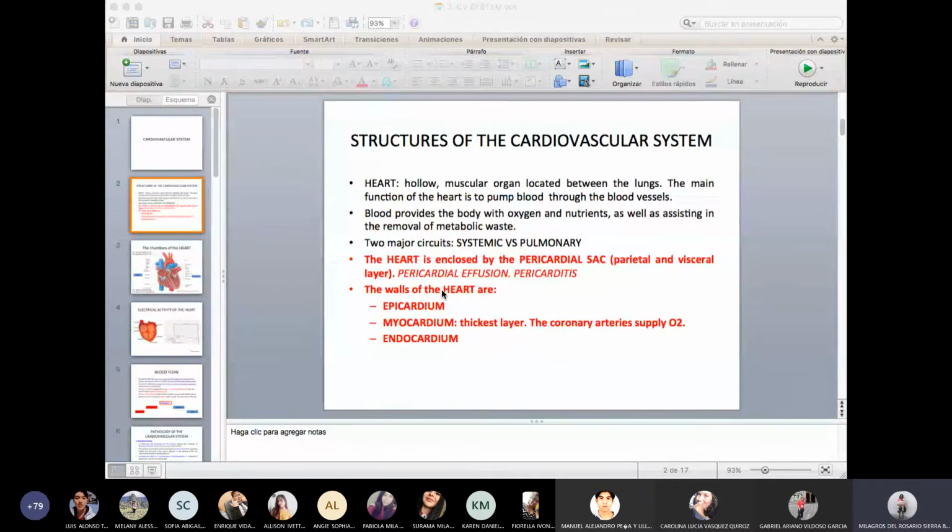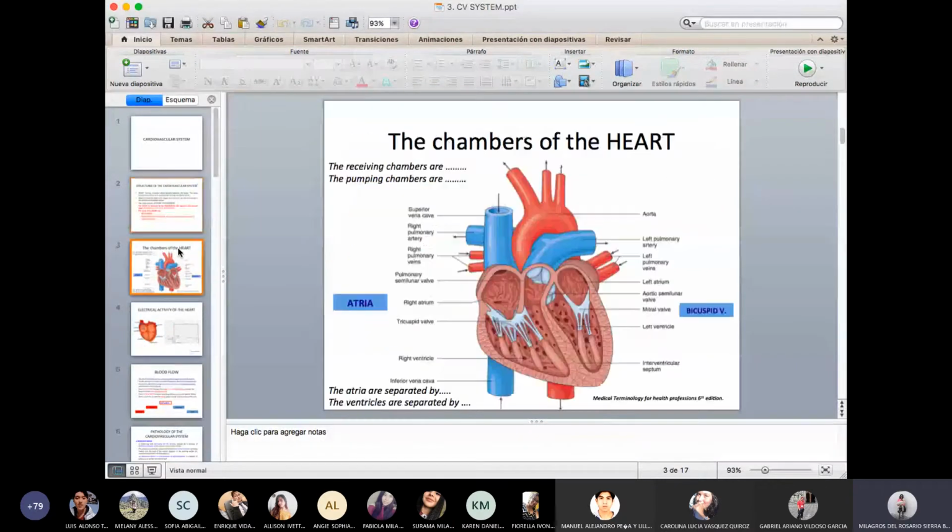Then we talk about the heart walls. You have the epicardium, the myocardium, that is the thickest layer, and the endocardium. And the circulation of the heart is given by the coronary arteries. Then we can talk about the chambers of the heart.